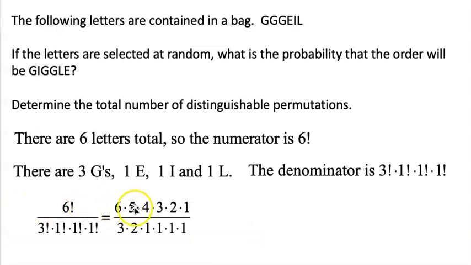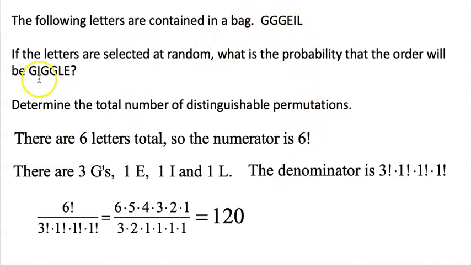So 6 factorial, 6, 5, 4, 3, 2, 1. 3 factorial, 3, 2, 1. 1 factorials are all 1. So what does that give us? 3, 2, 1 is just 6. So the 6's would cancel. 5, 4, 3, 2, 1, 20 times 3 is 60, times 2 is 120. So we have 120 different ways to scramble the letters G, G, G, E, I, L.